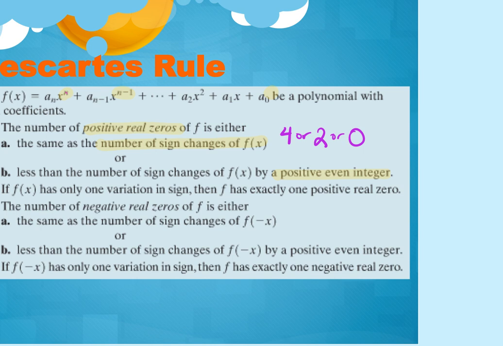So whatever that number is, you take that number, and then if you can subtract 2 from it, you continue to subtract 2 from it until you hit 0 or a negative number, because you can't have a negative number of real roots. If I counted 3 sign changes, then there are either 3 or 1 positive real roots. Now these can be fractions, these can be whole numbers, these can be square roots. They are real, however.